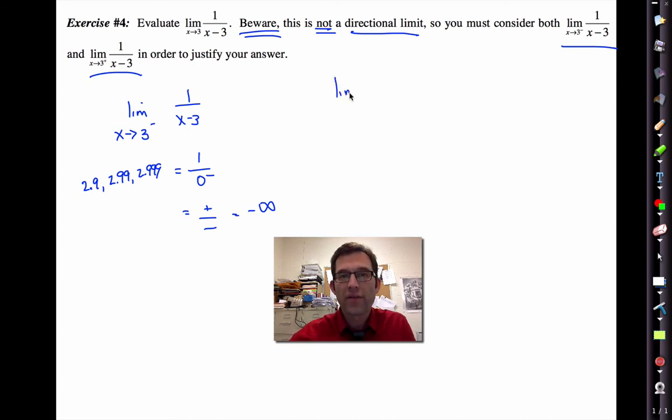On the other hand, if I look at the limit of 1 over x minus 3 as x goes to 3 from the right, again, that's going to be 1 divided by 0 upon substitution. But now if I take numbers like 3.5, 3.1, 3.01, etc., and I substitute them in here, I will get a plus.